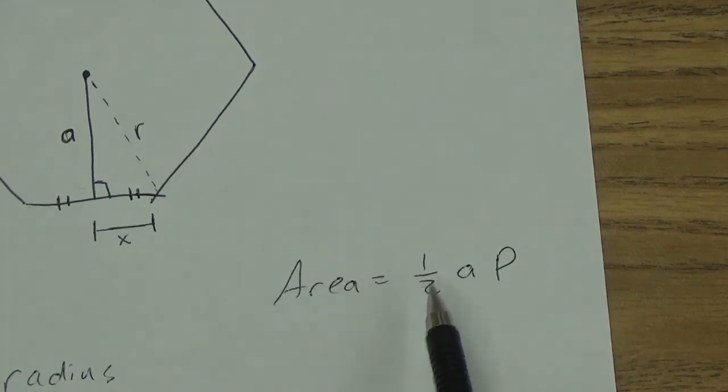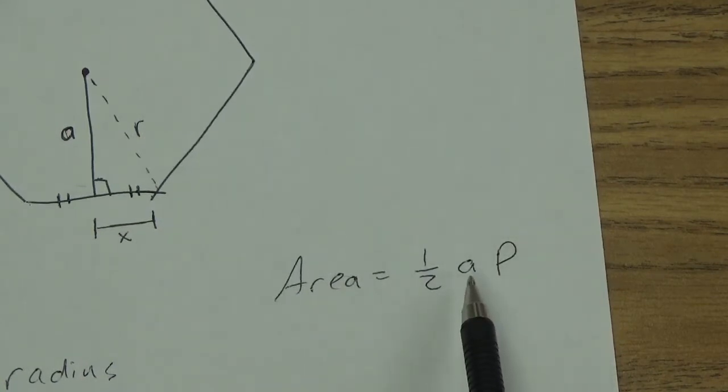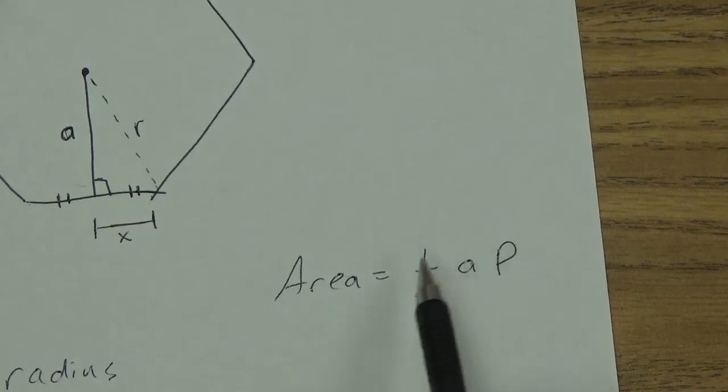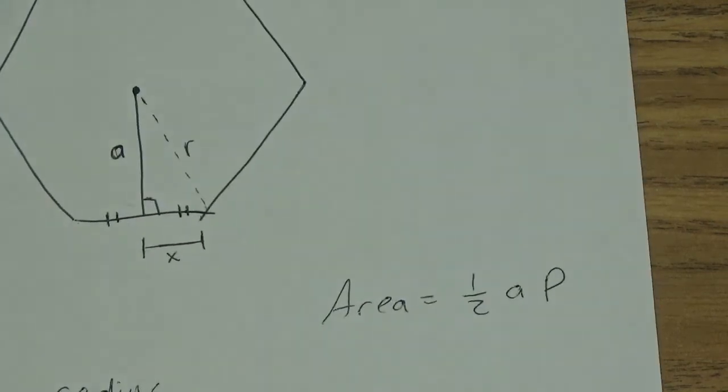So it's just 1/2 times all of the bases of all of the triangles together times the height of each individual triangle. So it's really just based off the area of a triangle formula. 1/2 times base times height. All right, so that's our formula.